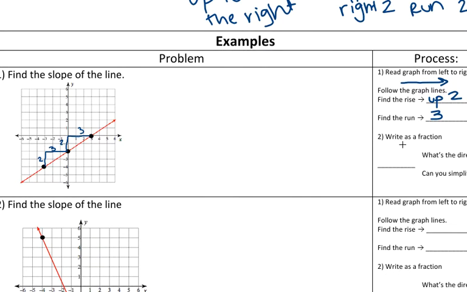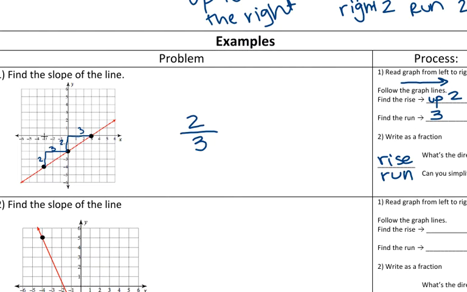We're going to write it as a fraction, and when we write it as a fraction, the fraction is really the ratio. We do rise over run. So as a fraction, my rise is 2, it rises 2, and it runs 3.